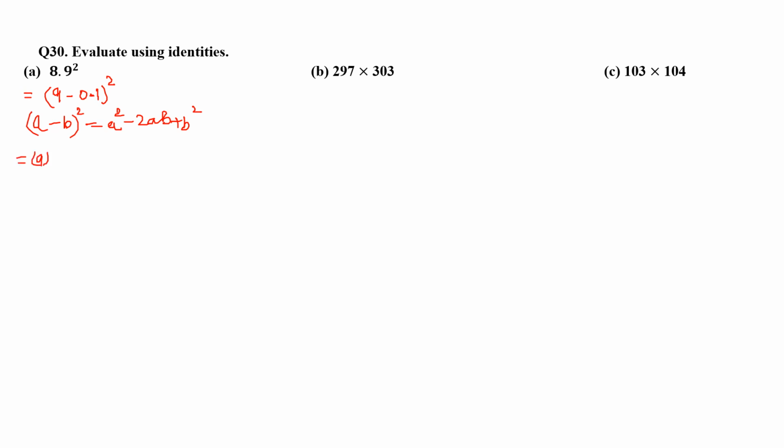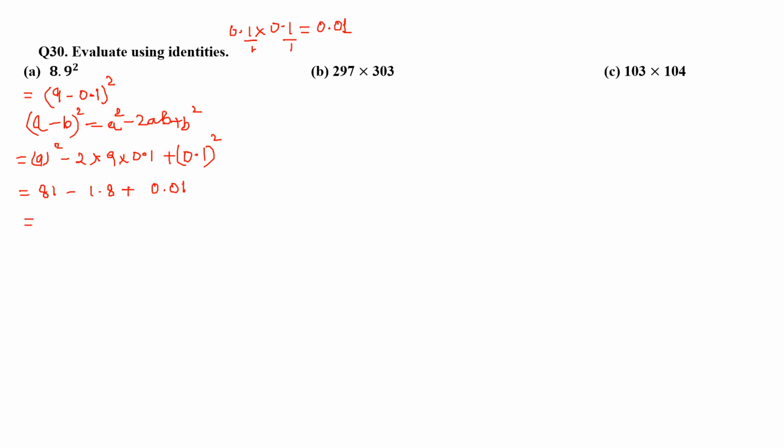So it will be 9 square minus 2 into 9 into 0.1 plus 0.1 whole square. Now 9 square is 81 minus 2 into 9, 18, and 18 into 0.1 is 1.8, plus 0.1 whole square is 0.01. How is it? So 0.1 into 0.1. Ignore the decimal. So it will be 1 into 1, it will be 1. After decimal 1 digit, here also 1. So 1 plus 1, 2 digits. So place the decimal point in such a way that after it there are 2 digits. So you have to put one 0 and then place the decimal point.